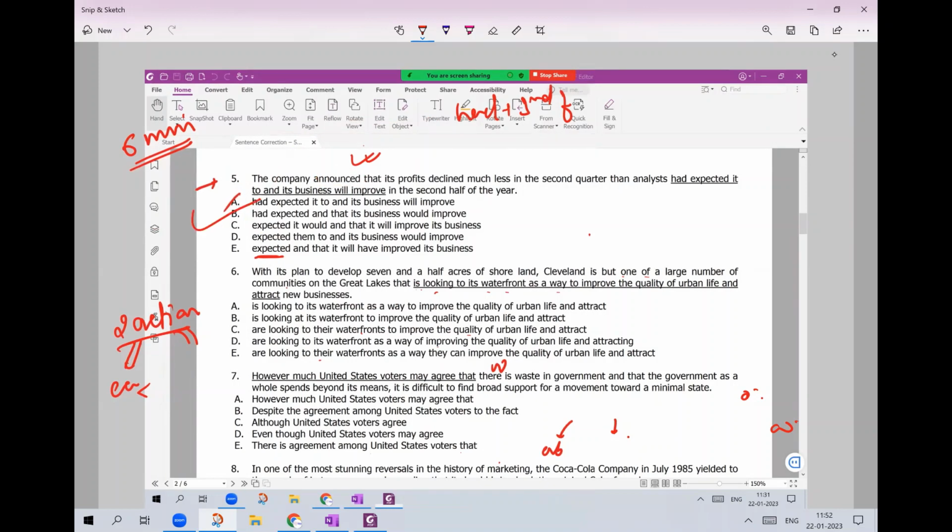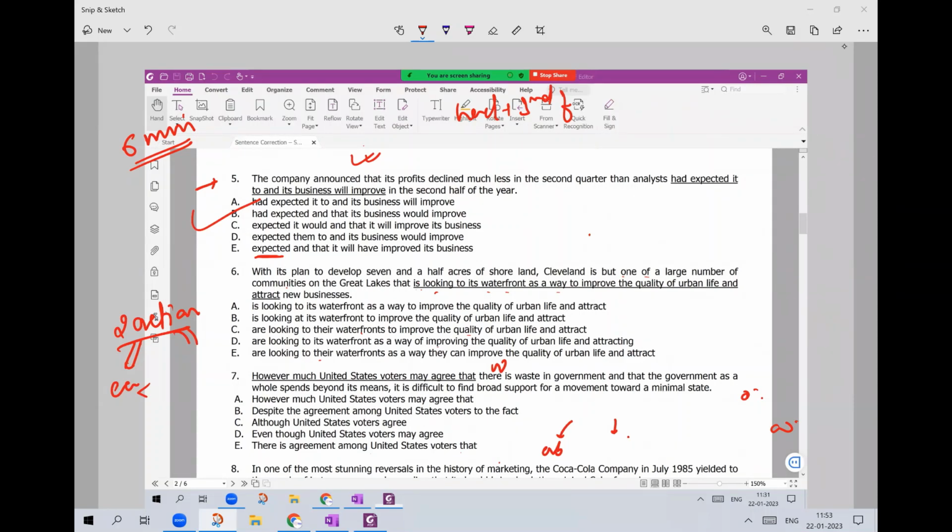Rahul, I have a doubt here. Yes, please tell me. So it is written here that in the second quarter than analysts had expected. Now we are talking from the respect of the company, right? The company announced its profit and then this happened. But this action is done by the analysts, right? Do we have to look at it like that, or is it just the two actions in the sentence? Two actions in one clause. Yes, it may be by another subject.